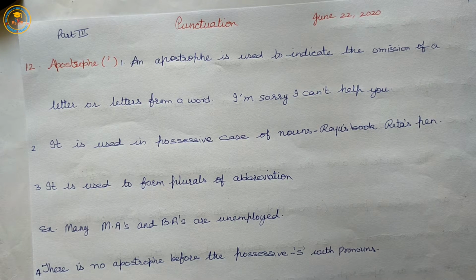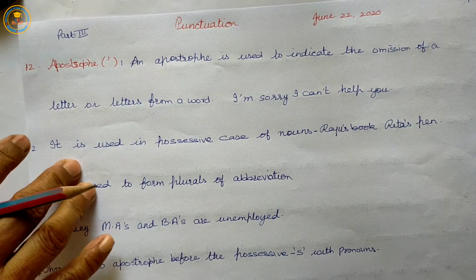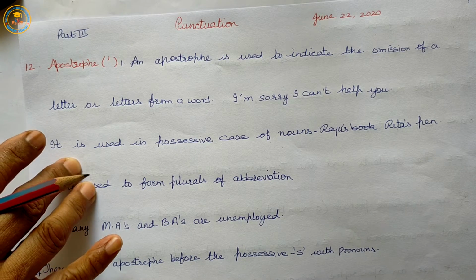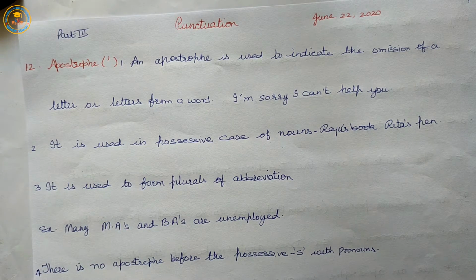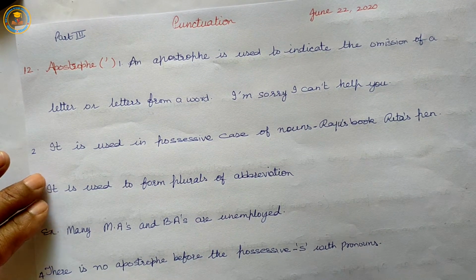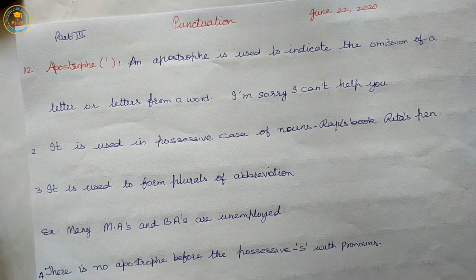Punctuation topic. In this third part of punctuation, we will discuss some other punctuation marks such as apostrophe, quotation marks or commas, full stop, capital letters and ellipses. So let us begin with our next punctuation mark, the 12th one, that is apostrophe.